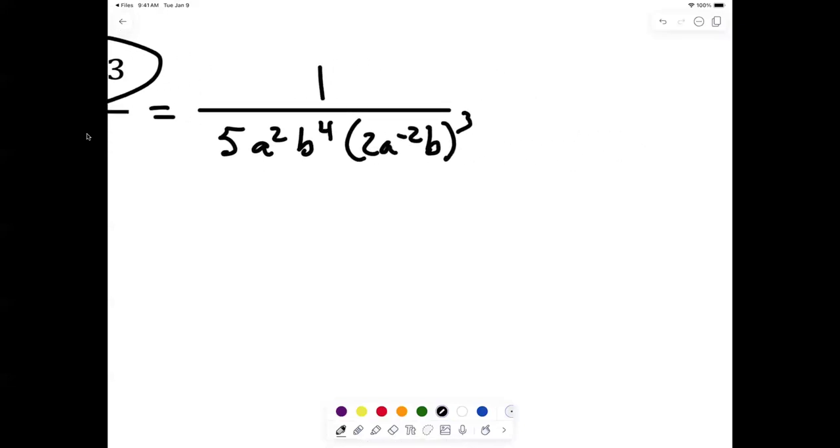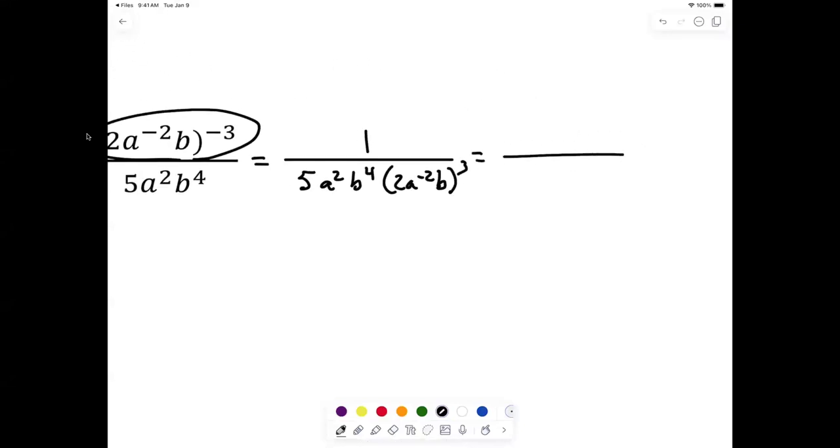Now I've got to cube them individually. So over here, 1, 5a squared b to the fourth. 2 cubed is 8. A to the negative 6. B cubed. Do we agree with that? Now, please watch. I'm drawing this right here, moving this up here. Because that has a negative exponent. Do we agree? And if I move it to the top, it becomes a what? Becomes a positive. So I make it a plus.